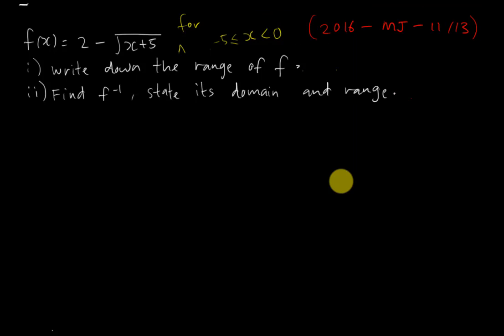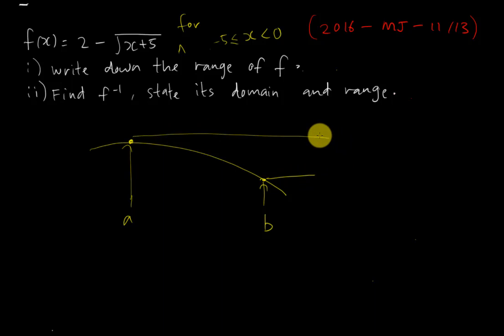Okay, this is another question, 2016 Majun paper 1.1 or 1.3, and you have a square root graph. Whenever you see a graph like square root or e exponent or power x graph, you don't need to worry so much. This kind of graph is very easy to get the domain and range, because they only go in one direction. Means if my domain is from A to B, as long as I can find this value over here, I can know my range easily. This one will be my range, and this one will be my domain. So this is basically the idea.